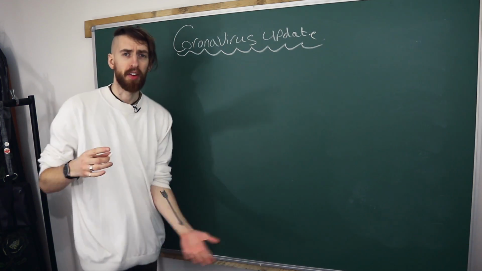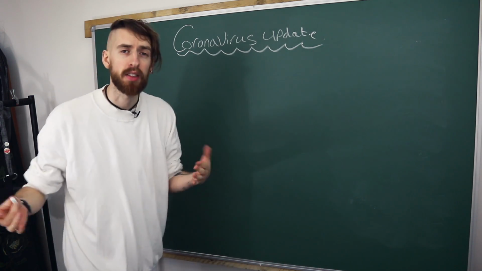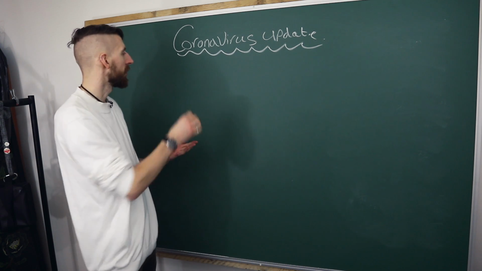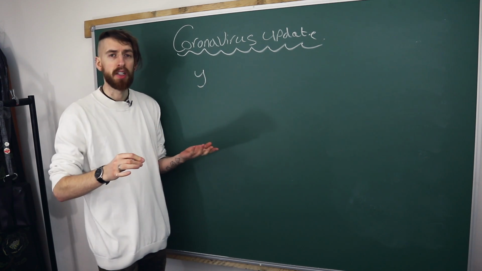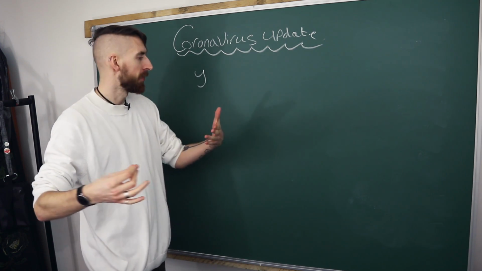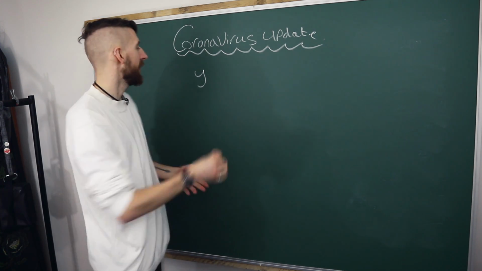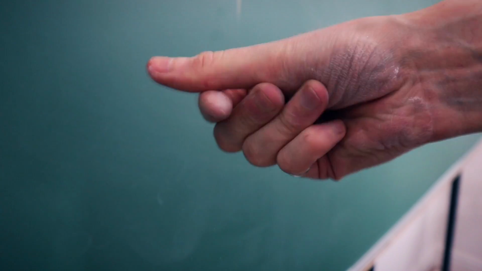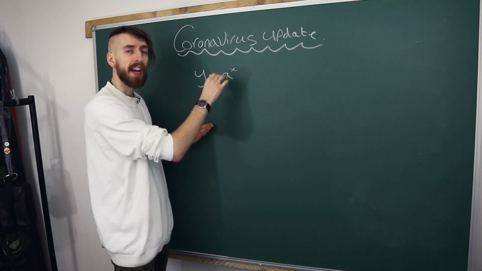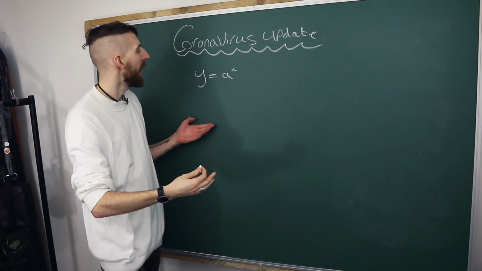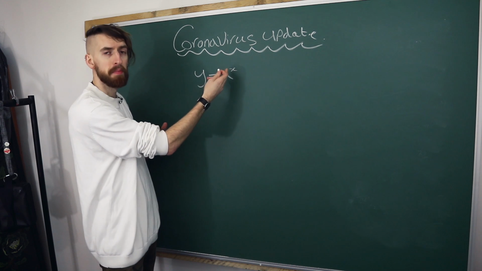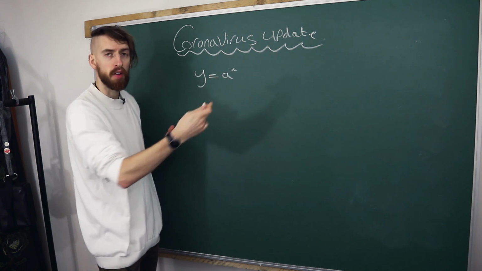So the problem is coronavirus, it's a virus. It's going to follow an exponential growth. That is anything in the form of y, your number of cases of disease, equal to a, which is some constant, to the power of x, and x is your variable, that's your time. That's an exponential growth. If it was a decay, then this would be a to the power of minus x.